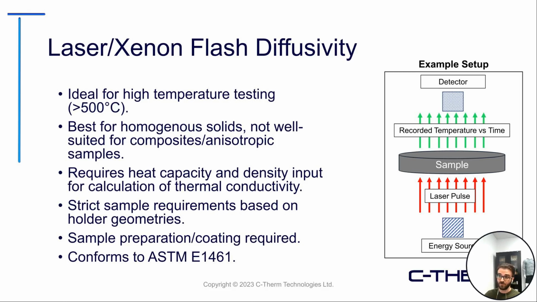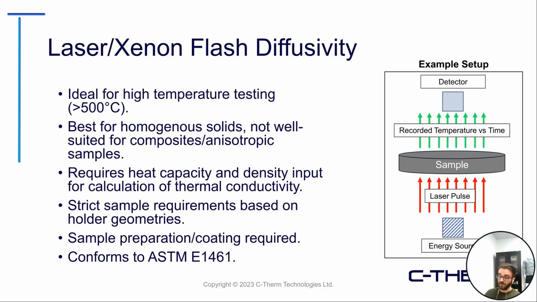It's a really good fit for those homogeneous solids. A lot of people apply this for testing of ceramics, metals, but there are certain issues that can be present if you're testing composite materials, those that may have anisotropic behavior as well. There are some sample requirements here based on the sample coupon needing to be placed inside of a specific holder. There's a little sample holder in these types of systems. But again, it's a good, valuable tool and also conforms to the ASTM standard E1461.